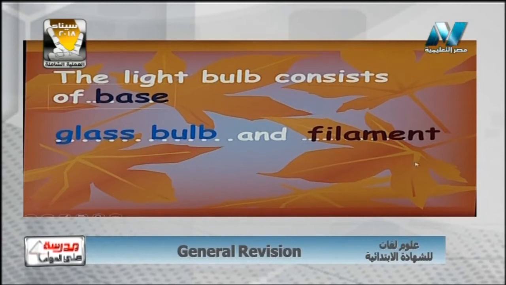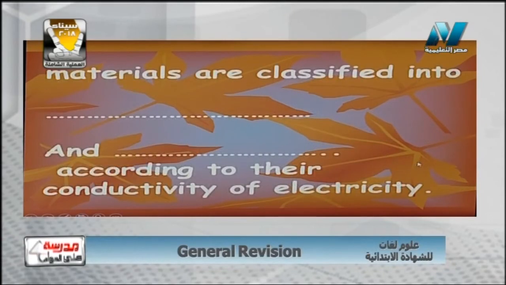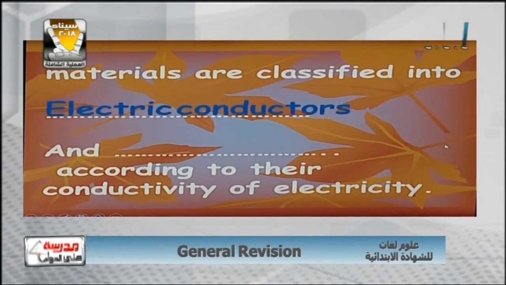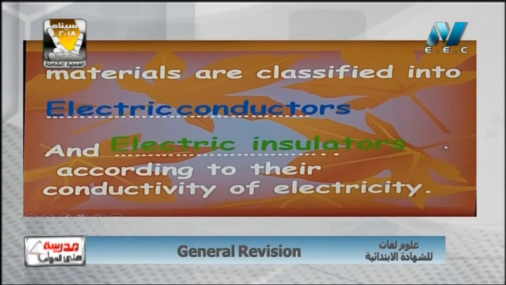Okay. Next question. Materials are classified into what and what? We have, according to the conductivity of electricity, توصيل الكهرباء, two main parts of the materials: electric conductors or electric insulators. Electric conductors like iron, copper, aluminium are good conductors of electricity, and electric insulators are bad conductors of electricity.